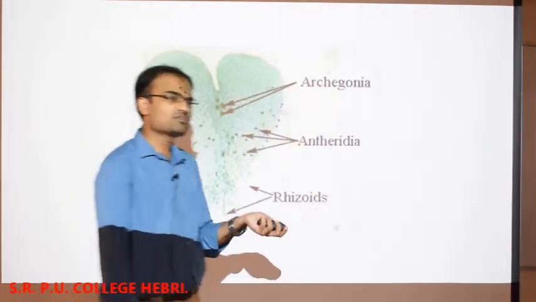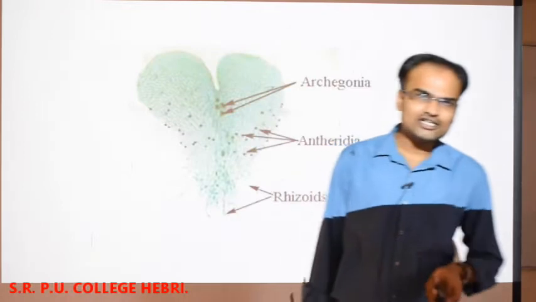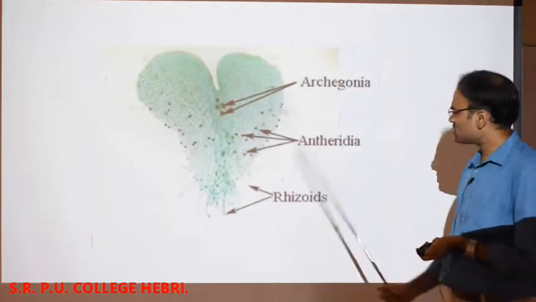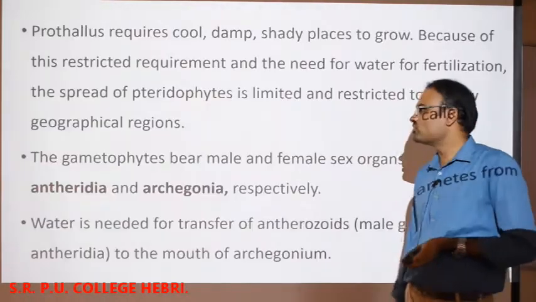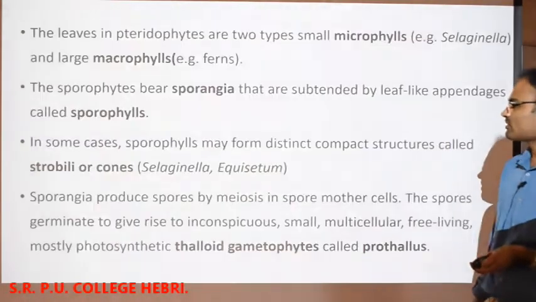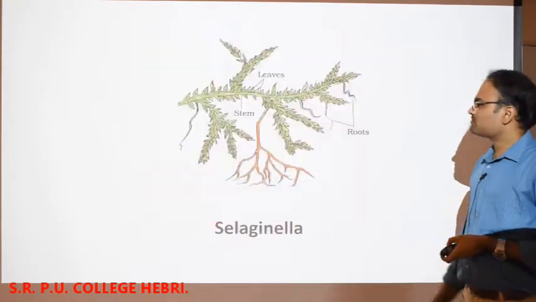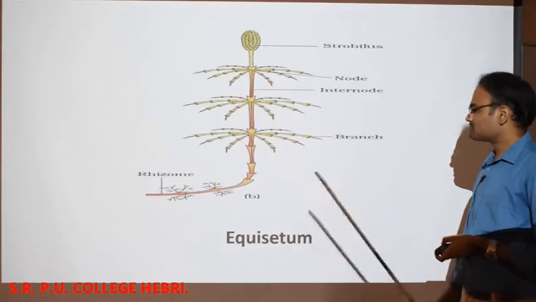To produce the male and female gametes, isn't it? To produce male and female gametes, there must be sex organs. Okay, sex organs are antheridia as well as archegonia. So it is the picture of the fern. So it is the Selaginella.